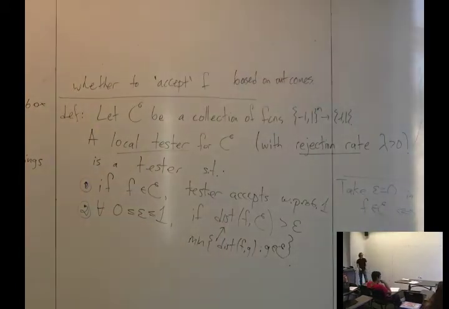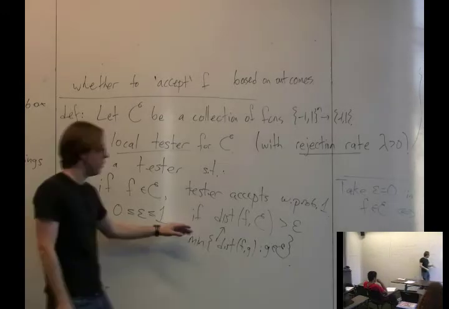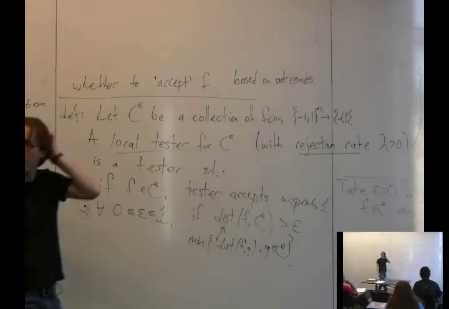Anyway, if you have such a local tester, you could run it 1 over epsilon times, and then you would check that if the function is epsilon far, you'll have an absolute constant chance of rejecting.